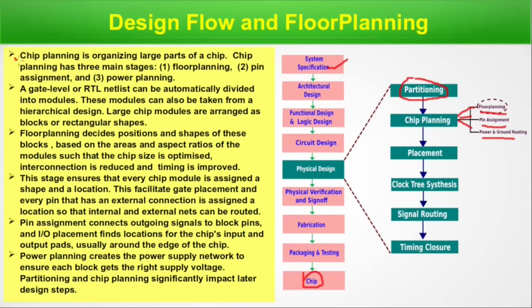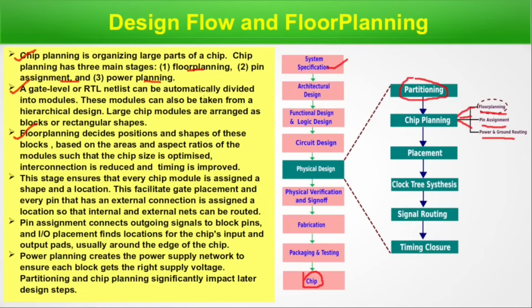So chip planning is organizing the large parts of a chip. Chip planning has three main stages: flow planning, pin assignment, and power planning. A gate level or RTL netlist can be automatically divided into modules. These modules can also be taken from a hierarchical design. Large chip modules are arranged as blocks or rectangular shapes. Now, floor planning decides the positions and shapes of these blocks based on the areas and aspect ratios of the modules such that the chip size is optimized.